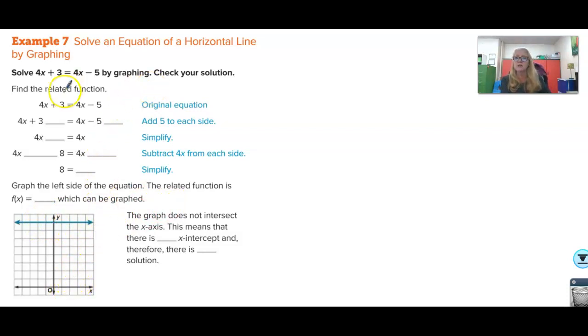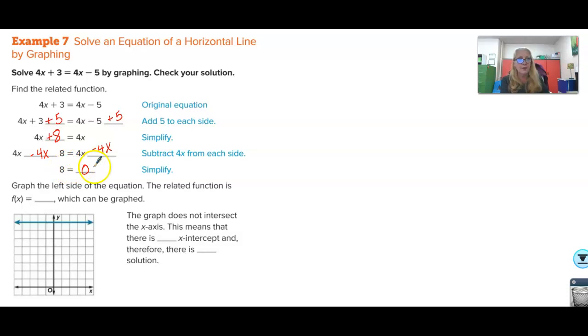All right, so here we have 4x plus 3 equals 4x minus 5. We want to get rid of everything on the right-hand side. So the first thing they want you to do is add 5 to both sides. Then we simplify, and that gives us plus 8 here. And then you want to subtract 4x from both sides. But when you subtract 4x from both sides, we lose our 4x's. And we end up with 8 equals 0, which is a not true statement, okay?